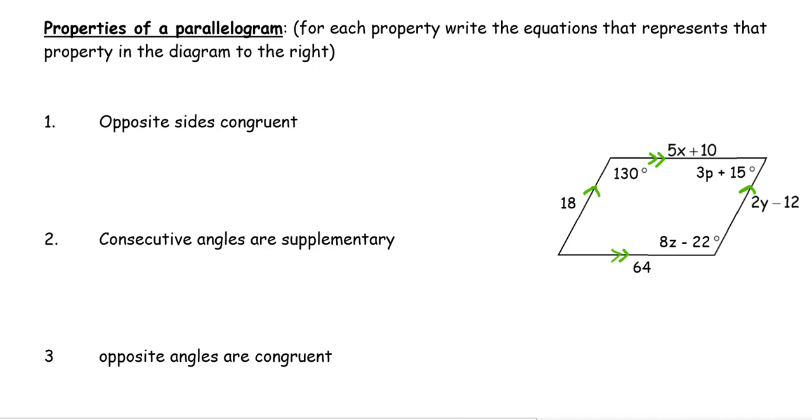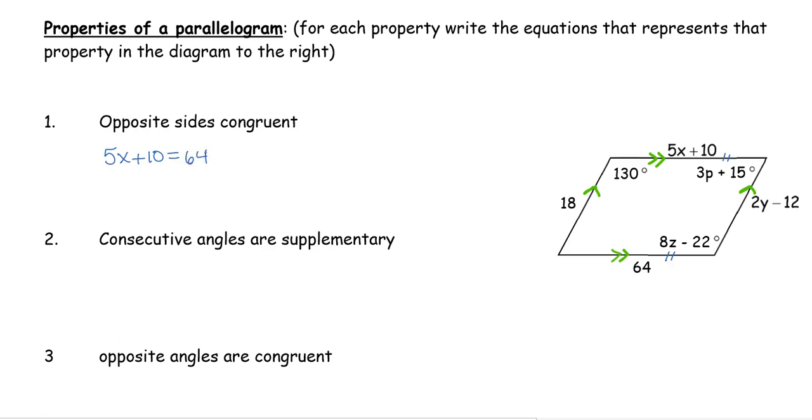In addition to that, we have opposite sides congruent. So we look at the sides that are opposite of each other. The top is going to be opposite from the bottom, so those two sides are congruent. That means I can set up the equation. If things are congruent, they are equal. I can set up 5x plus 10 is equal to 64.